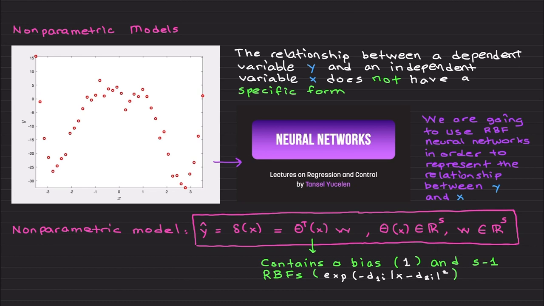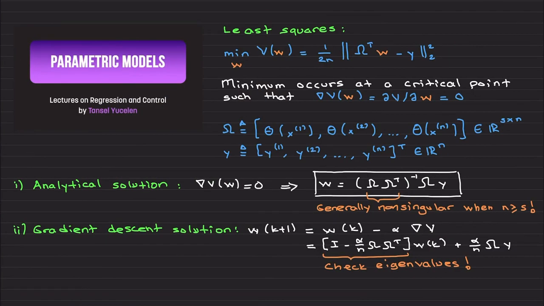If not, just include radial basis functions here. This is called non-parametric models. So as compared to parametric models, only how we choose this function will change. Basically, we are using radial basis functions and everything else will remain the same. That's why if you watch the parametric model video, the formulation will be quite the same.